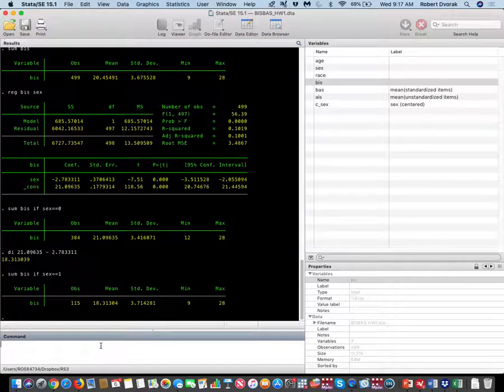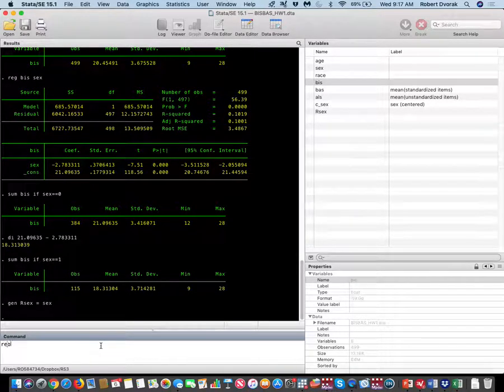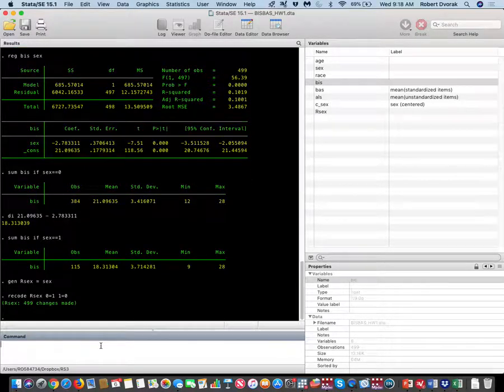You could also do, if you wanted to, gen r sex equals sex, recode r sex 0 equals 1, 1 equals 0. This is why Stata is nice, because you can very quickly manipulate all of your variables. You should all switch to Stata as quickly as possible. But now we can go back, use our same equation, and instead of sex, put in r sex, and what is our new intercept going to be?